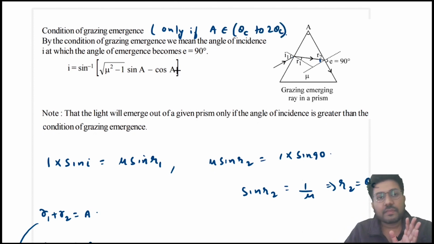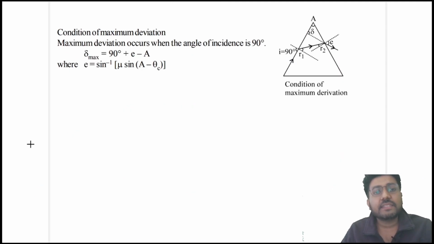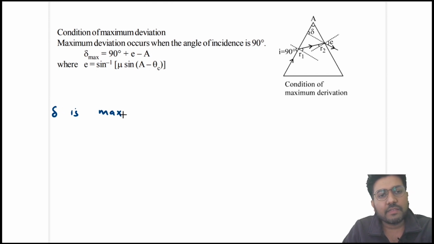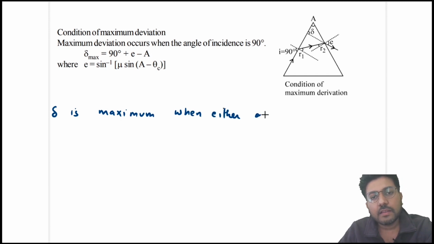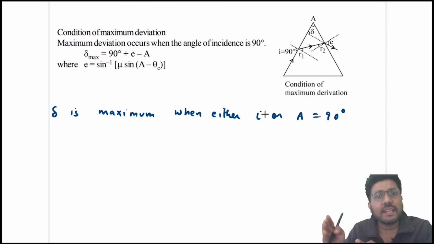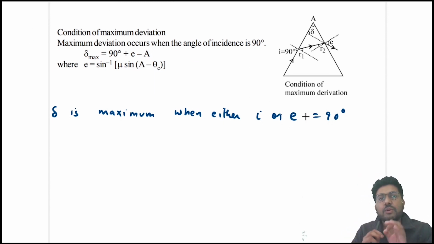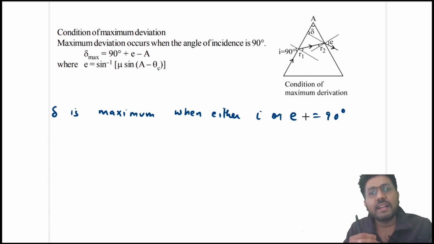Okay. Now the next thing is condition of maximum deviation. Now this is experimental, and I'll tell you that delta, that is the angle of deviation, is maximum when either I or E is 90 degree. That means it is either a grazing incidence or a grazing emergence.